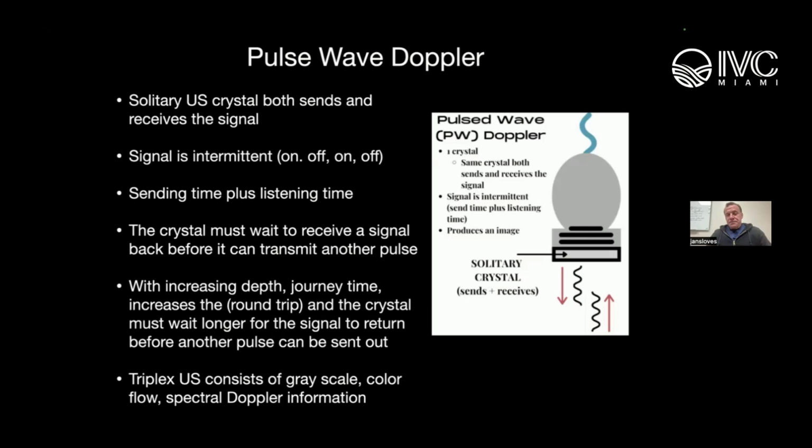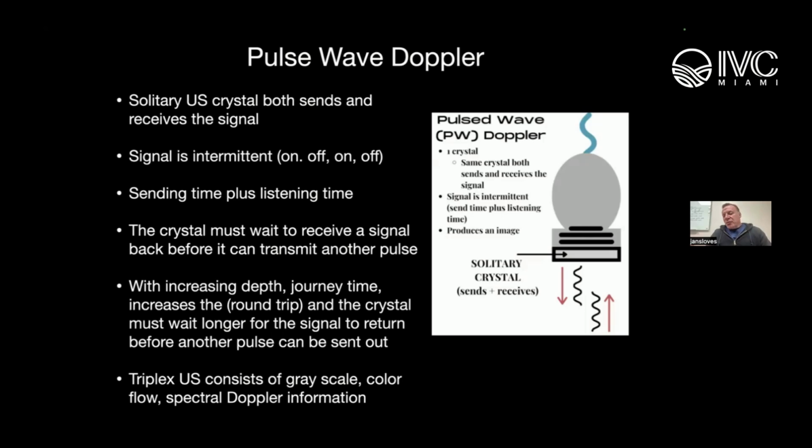Yeah. Good. All right, so let's now talk a little bit about pulse wave Doppler. Here again in this schematic, you can see the transducer, and basically what's happening is you have these crystals. It sends and receives the signal, right? So the signal's intermittent, it's on, off, on, off. So there's a sending time and a listening time. And the transducers of today, this is all done very quickly to produce a real-time image, right? So the crystal must wait to receive the signal back before it can transmit another signal.